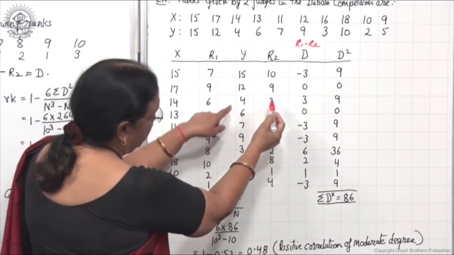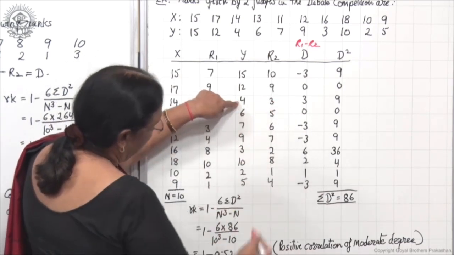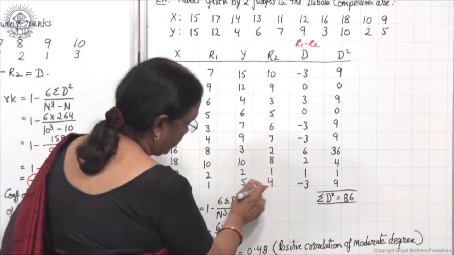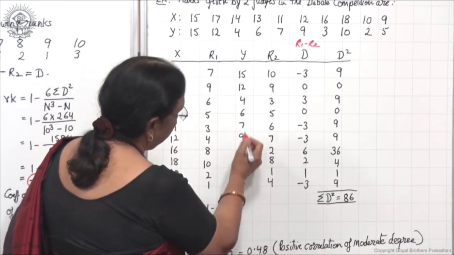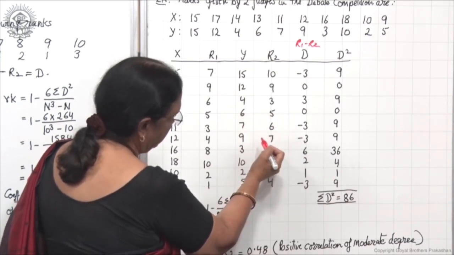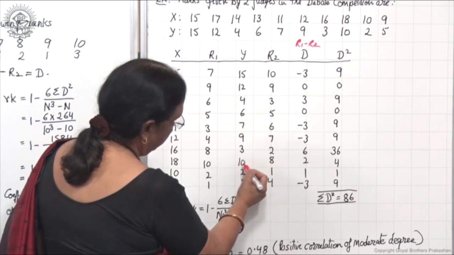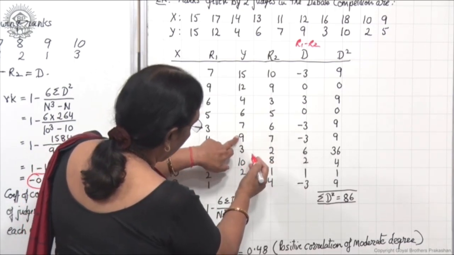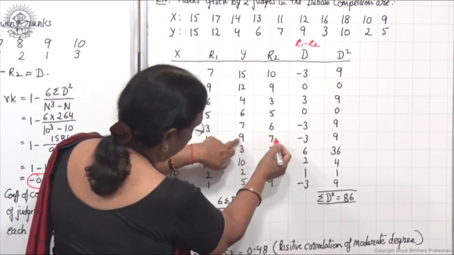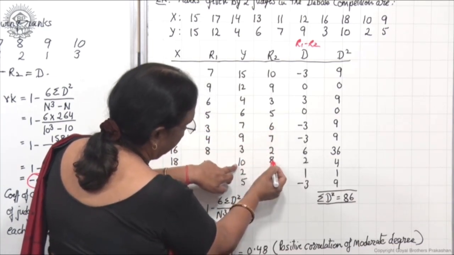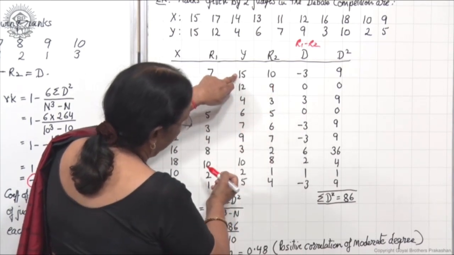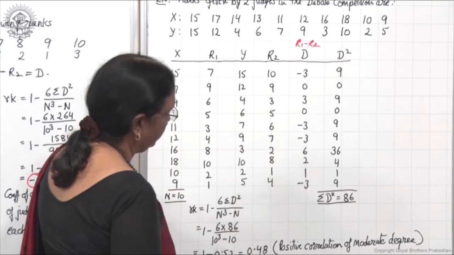Then third rank is given to 4, fourth rank is given to 5, then 6 is given 5th rank, 7 is given 6th rank, and then 9 is given 7th rank, 10 is given 8th rank, 12 is given 9th rank, and 15 is given 10th rank.